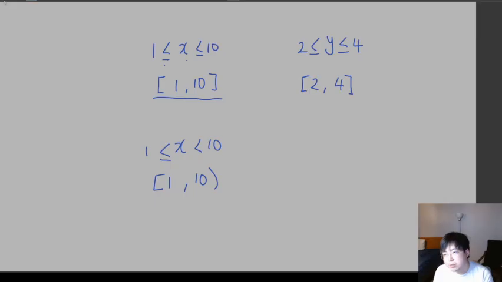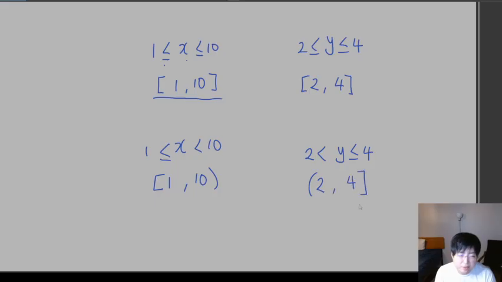For the range part, let's say you want to write strictly greater than 2 and less than or equal to 4 this time, okay? Then how can you write that down? It's going to be parenthesis 2, 4 square bracket, okay? Then it means it's strictly greater than 2 and less than or equal to 4.